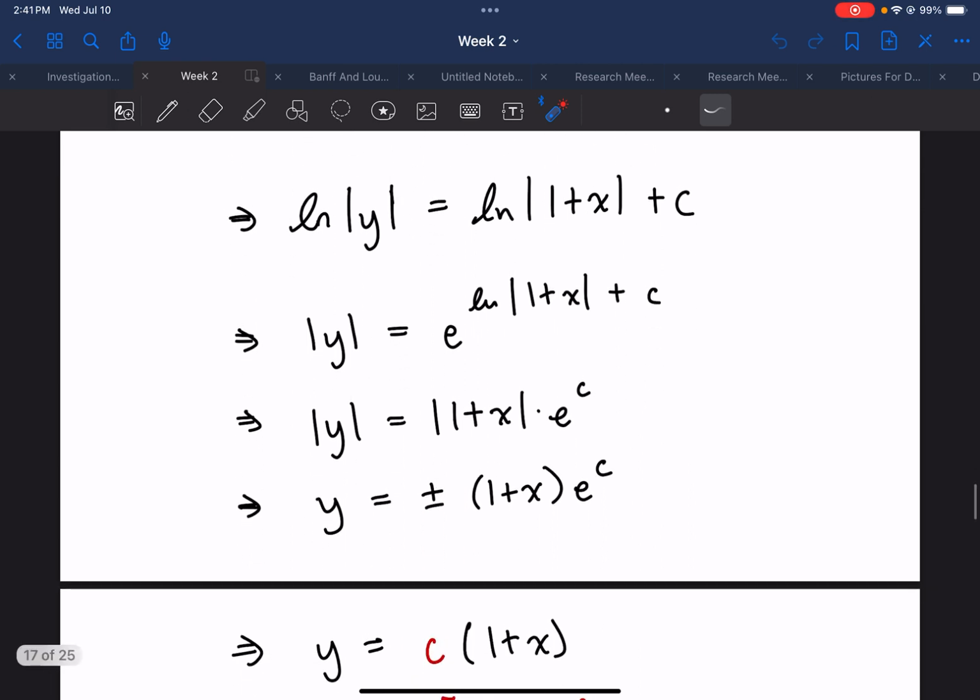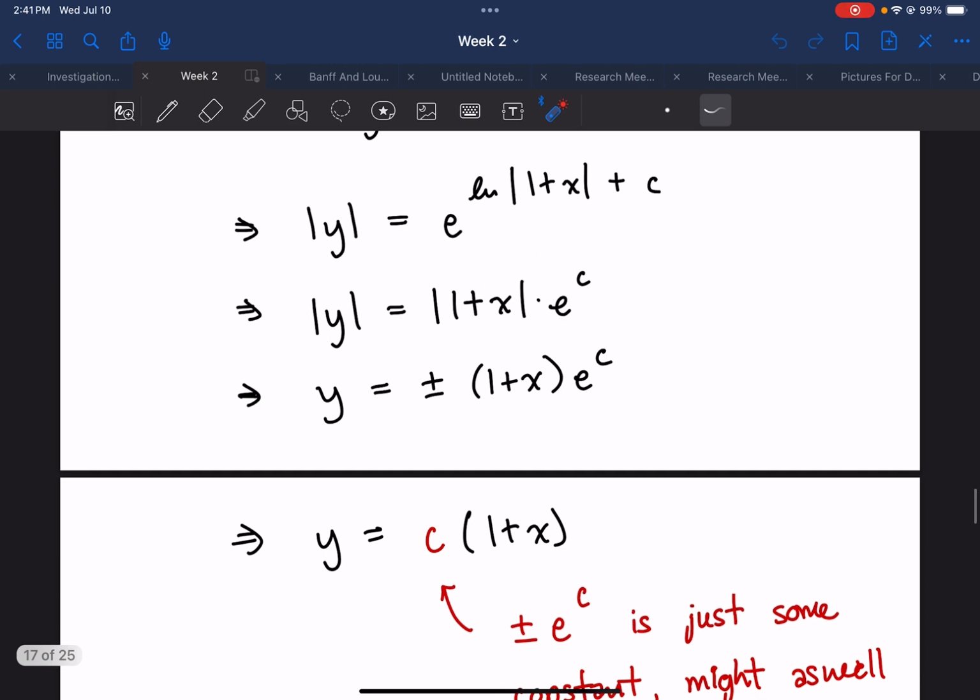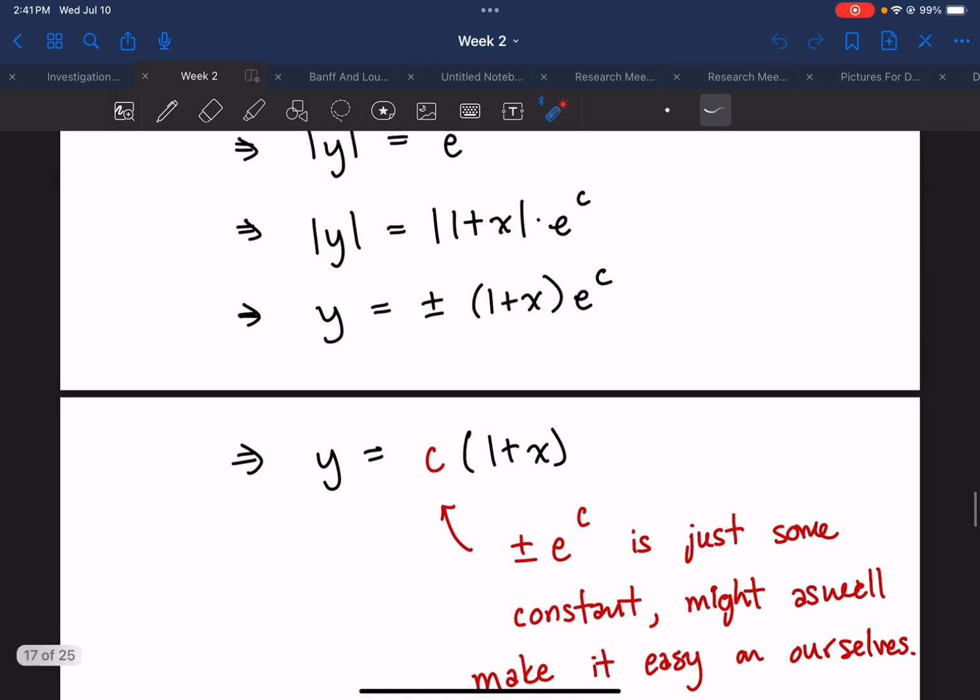And then we can be a little sneaky here. Since c is arbitrary, that means that e to the c is an arbitrary number. So since c can be any number, e to the c can be any number. And since e to the c can be any number, so can plus minus e to the c. That's just a single constant, right? We can lump this e to the c and the plus minus together into a constant, because if you take plus or minus e to some constant, you just get a constant.